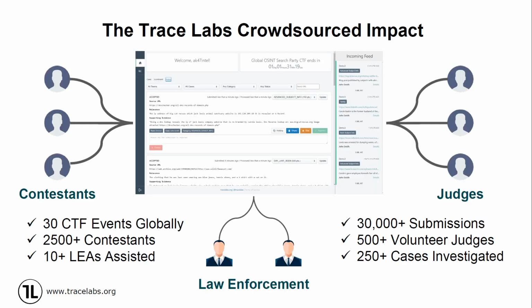To show the impact that we've had over the past 2 years as an organization, we've run over 30 CTF events globally. We've had over 2,500 contestants participate. We've worked with over 10 law enforcement agencies. And through all this work, we've actually gathered over 30,000 unique pieces of intelligence. We've had over 500 volunteer judges who have been processing all this OSINT that we've collected. And in all this effort, we've investigated over 250 missing persons cases.